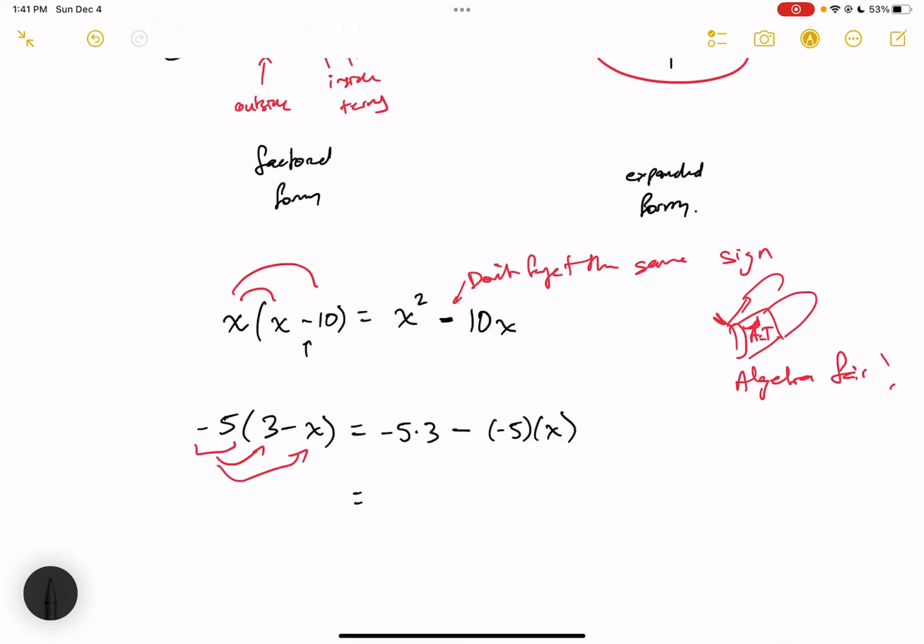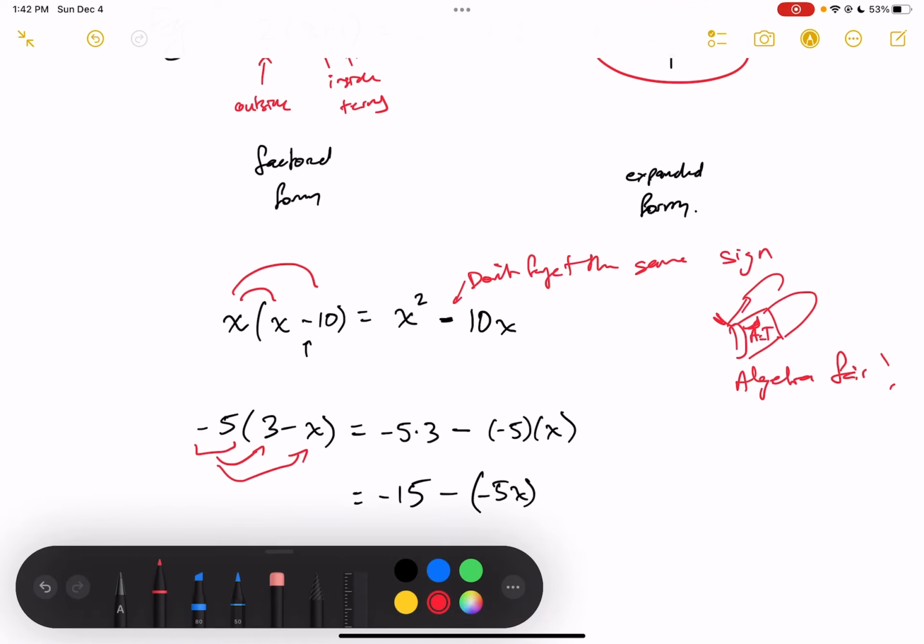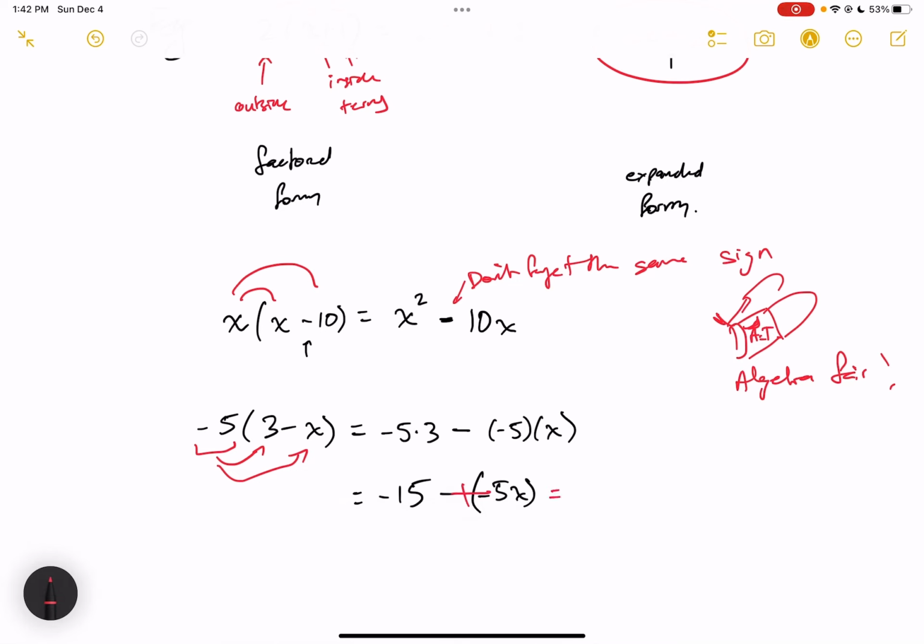Now, we multiply everything together. Negative 5 times 3 is negative 15. Minus negative 5 times x is negative 5x. Now we can take these two minus signs over here and make them plus. So our final answer will be negative 15 plus 5x. And look, we're safe from the algebra fairy now.